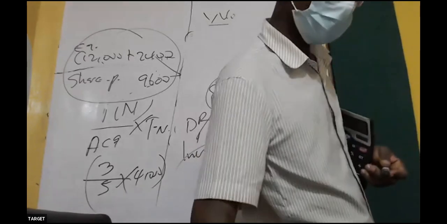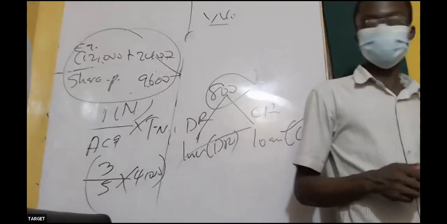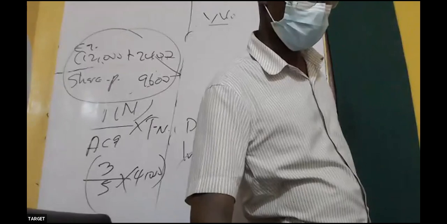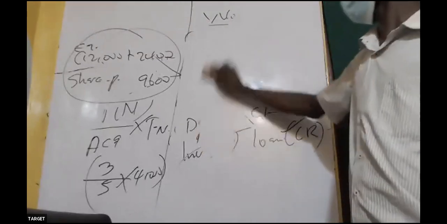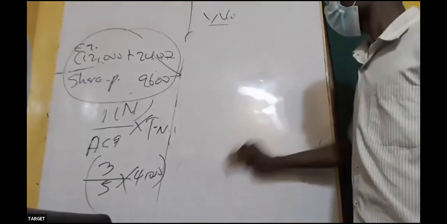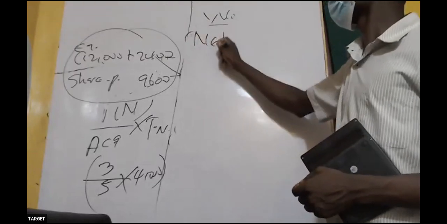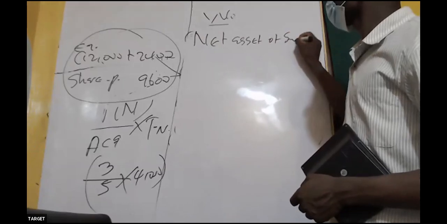And then you move on with the game. This is December 2010 ACCA financial reporting. Okay, so let's go straight to the net assets of the subsidiary. Net assets of the subsidiary.